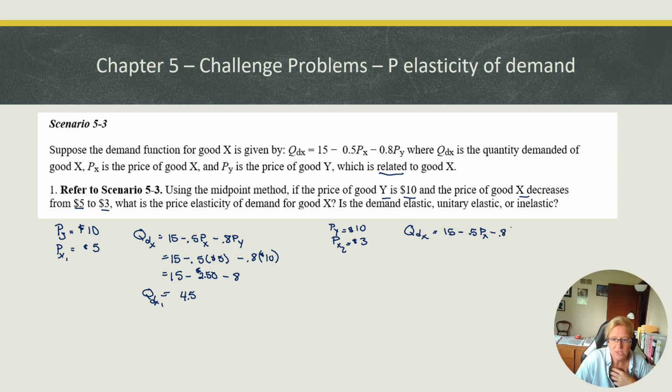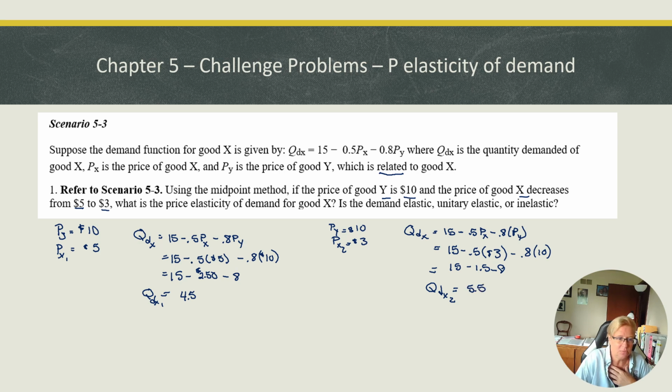Okay, go ahead and fill those things in, and we get 15 minus 0.5 Px, where Px here is going to be $3, minus 0.8 Py, where Py is still going to be 10. We end up with 15 minus 1.5 minus 8, so the quantity demanded X2 is going to equal 5.5.